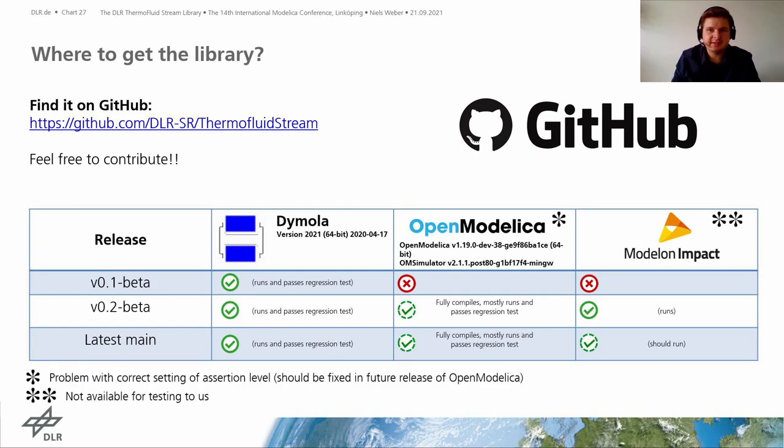Furthermore, we did some testing on different tools. So if you have Dymola available, we would always recommend to use Dymola because all releases are running in Dymola. Also, we made some later releases run on OpenModelica too, but there are still some minor issues that should be fixed in the future. There was also some testing on Modelon Impact, but the tool is not available for us. So we are relying on external testing for the moment, but it should run there as well.